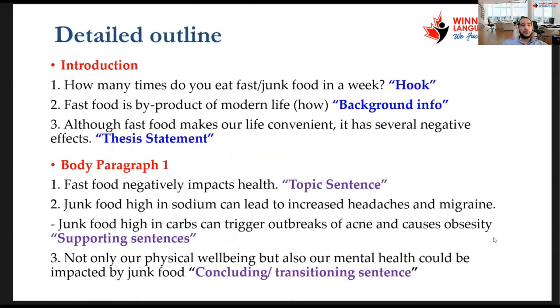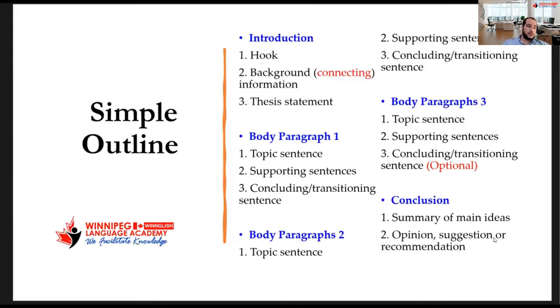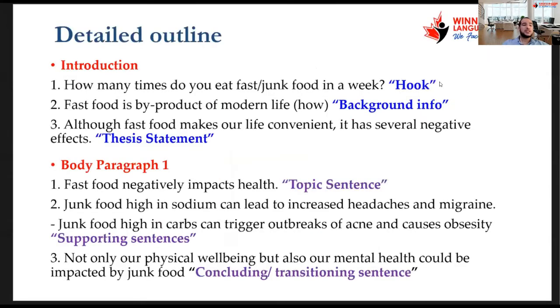This is a sample of the detailed outline. In the simple outline, we just mentioned titles of what is needed in the writing, but here in the detailed outline, we write these down. This will be my hook if we're talking about junk food: How many times do you eat fast food or junk food in a week? Then we write background information about the topic, which is that fast food is a byproduct of modern life. And then we write our thesis statement.